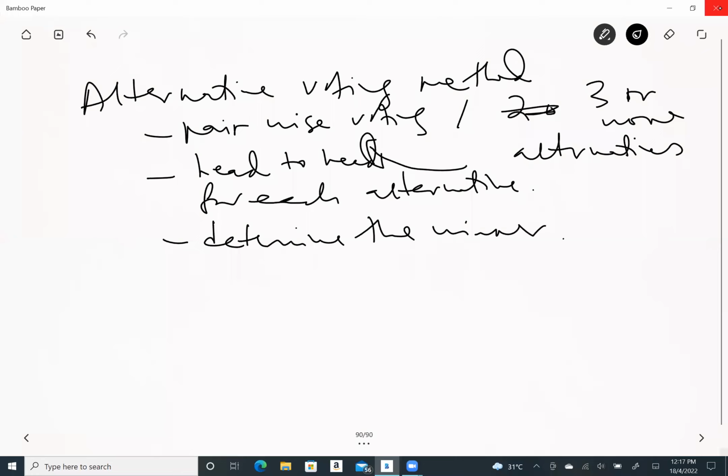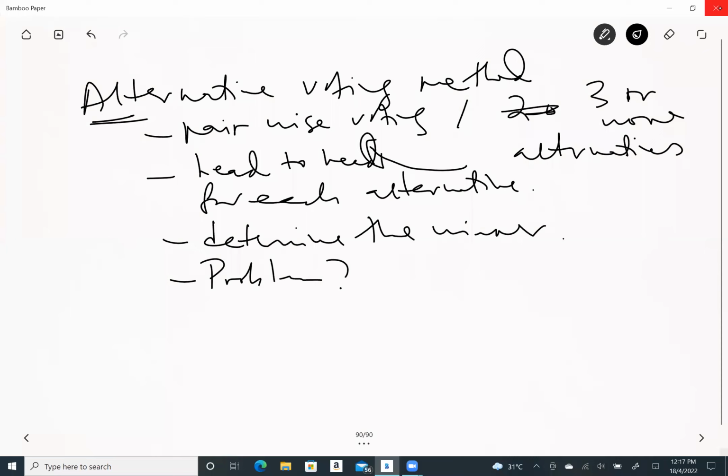But sometimes you have a problem with this. Okay, sometimes you have a problem. So this is the model that we're going to look at now. Okay, we call it pairwise voting.